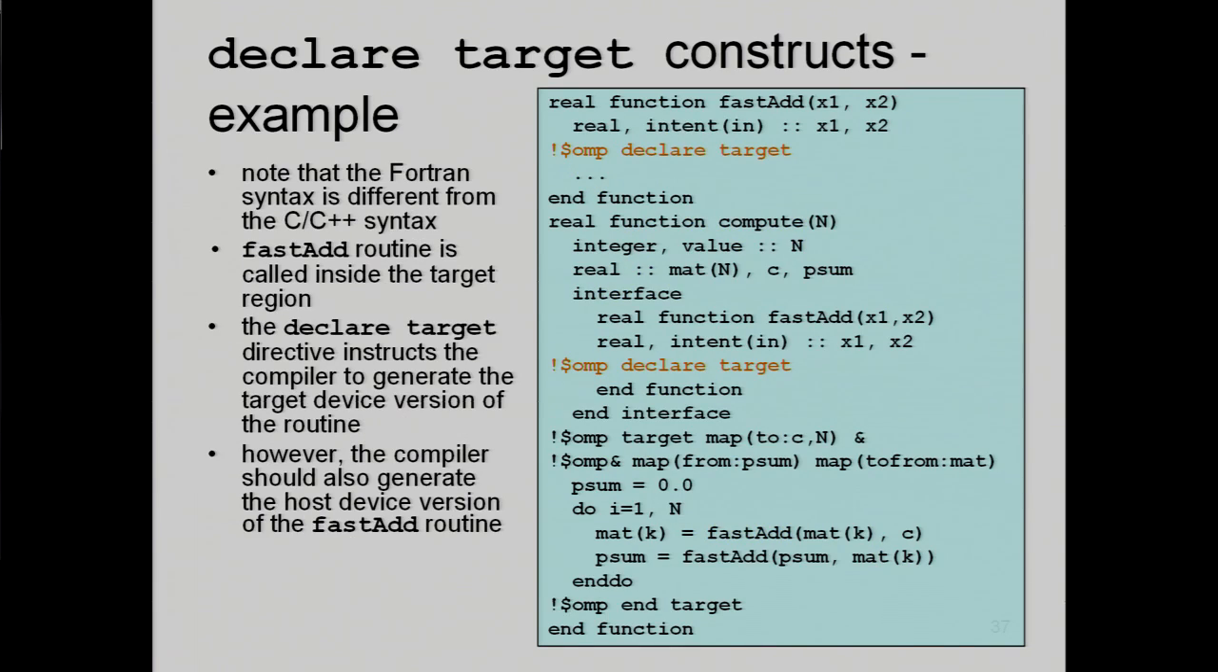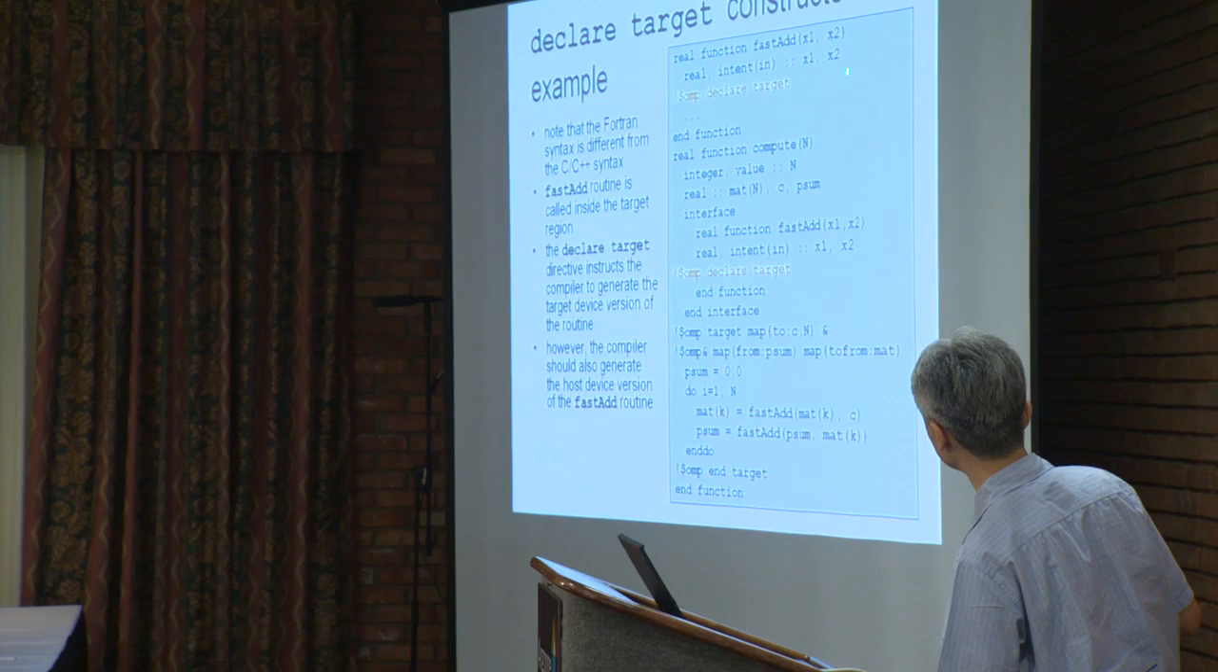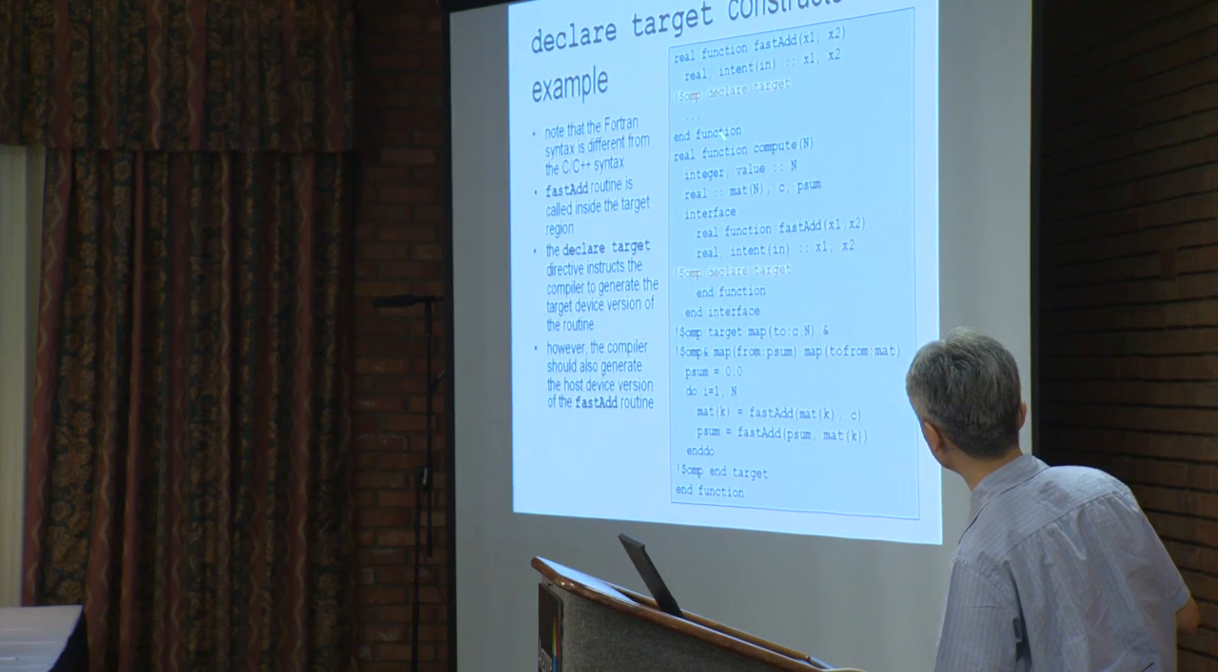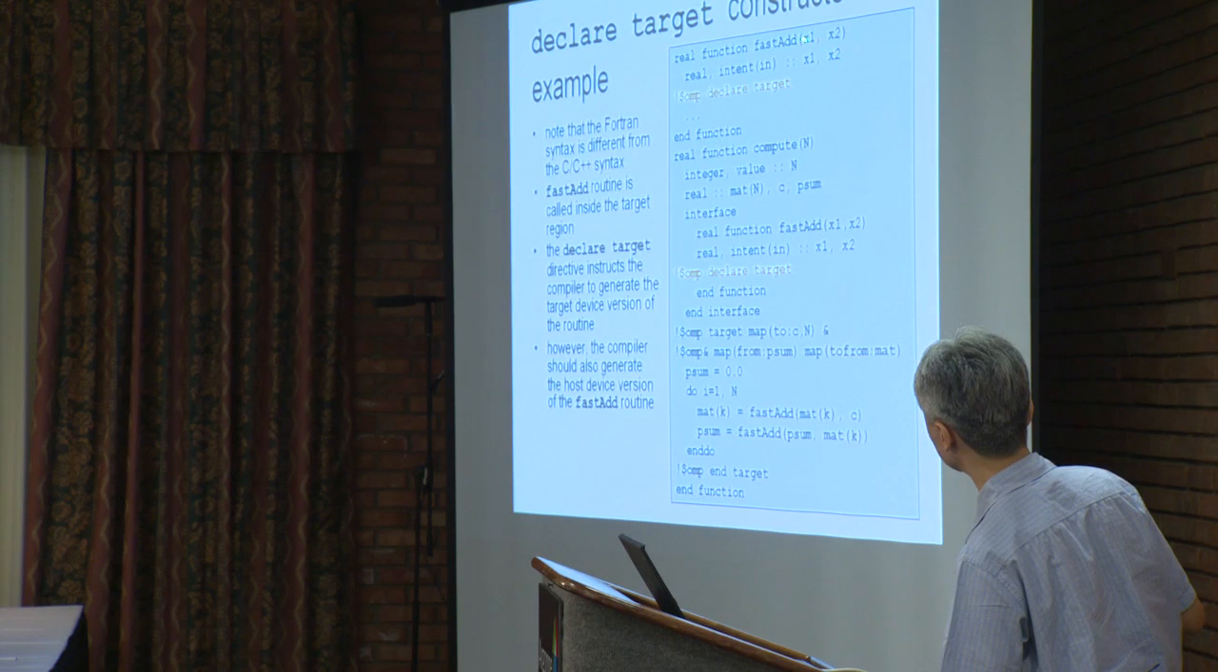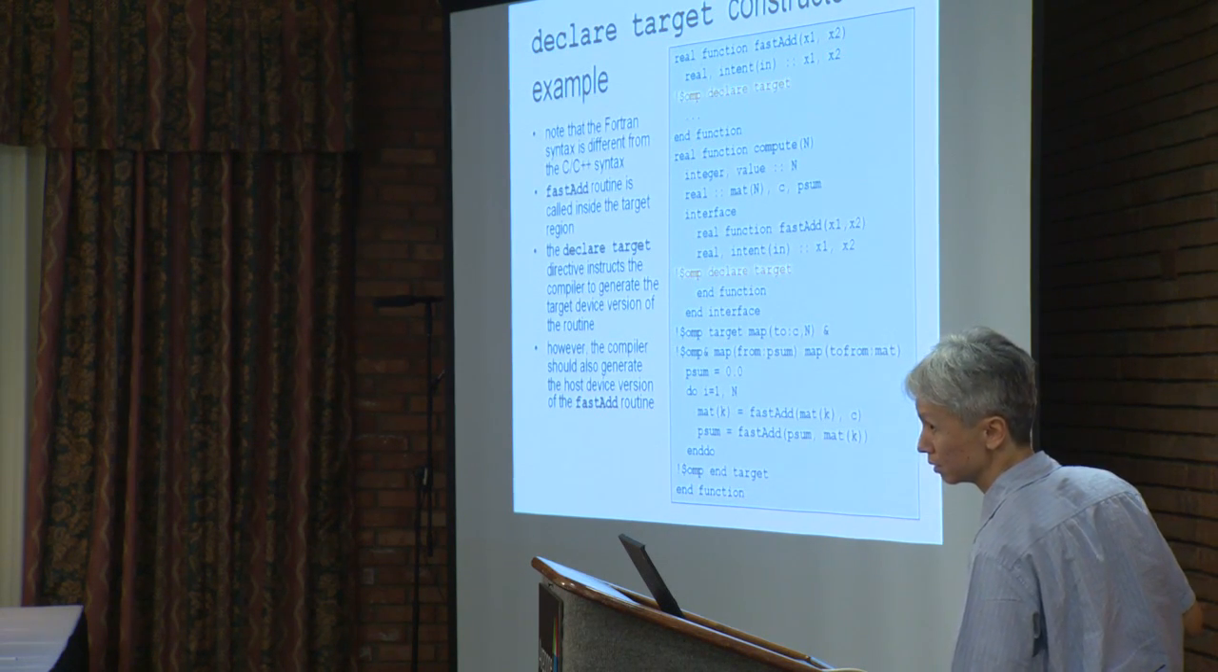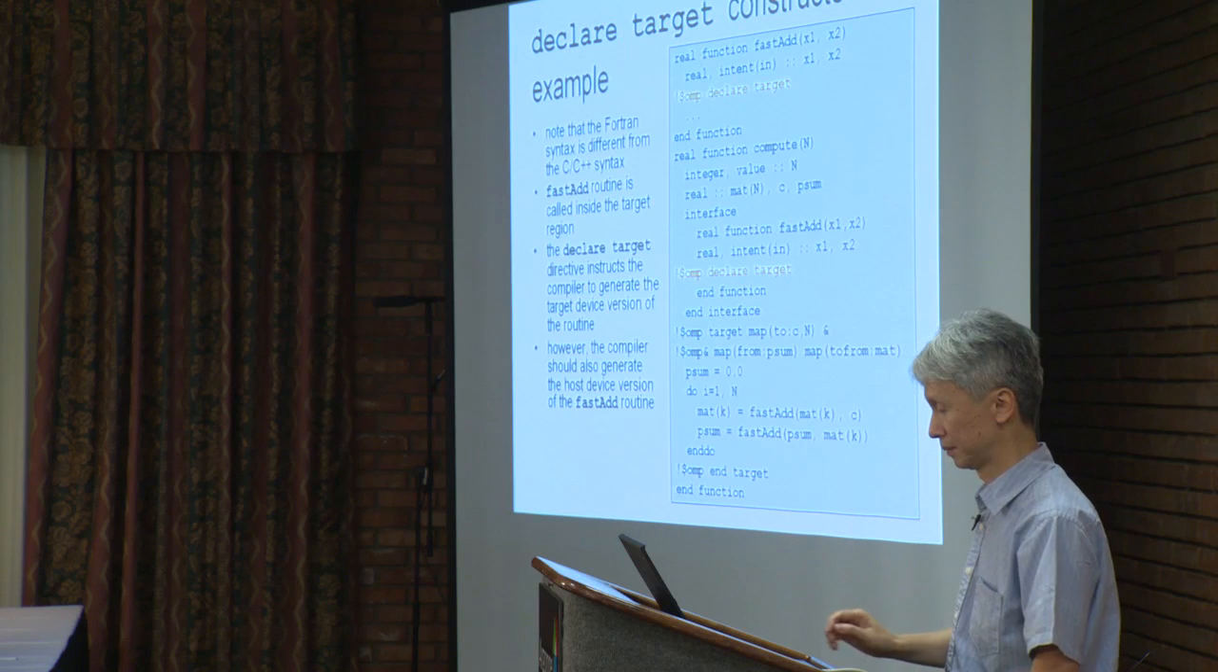Okay, this is a Fortran version of it. As I mentioned, the Fortran syntax is quite different from the C and C++ syntax. Fortran just has a declare target directive, a standalone directive. There's a little more Fortran detail in here. It's just a simple directive here. The compiler can generate the CPU version of fastset, and also the GPU version of fastset. Okay, this is the Fortran syntax.